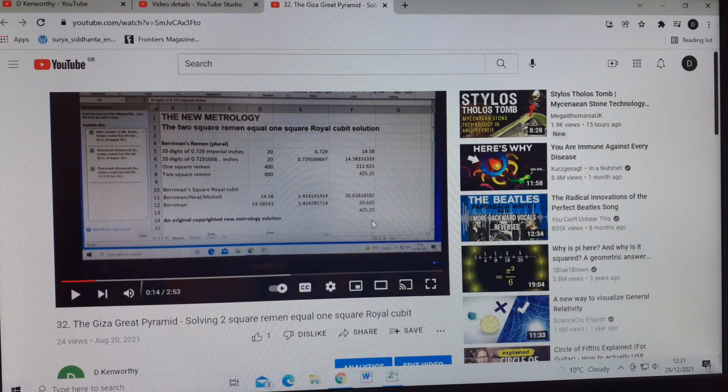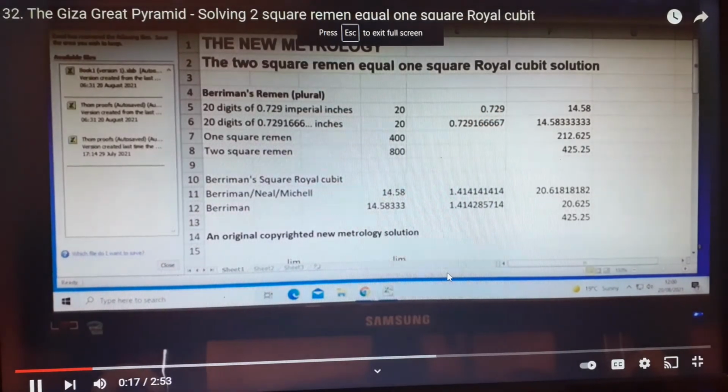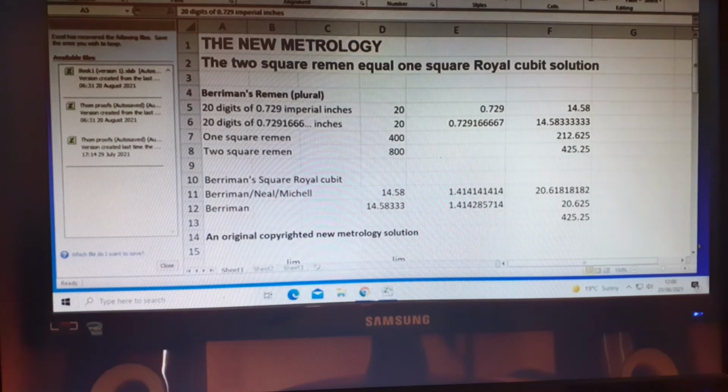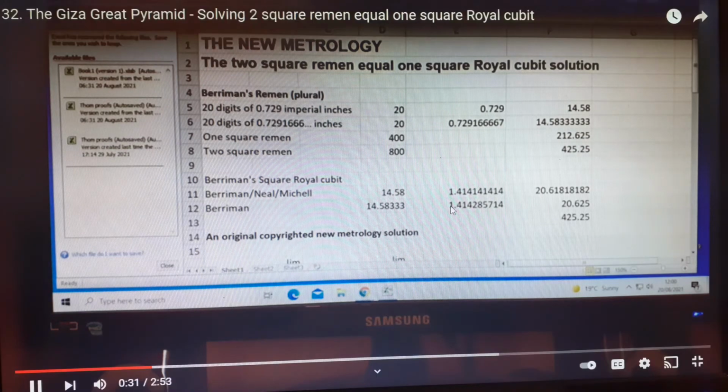So we can go back to this. Big deal. It's the solution to the 2 square Riemann equal 1 square royal cubit. And this is something that's been waiting for a solution for a very long time. And it's an original copyrighted new metrology solution. So there we go on that.